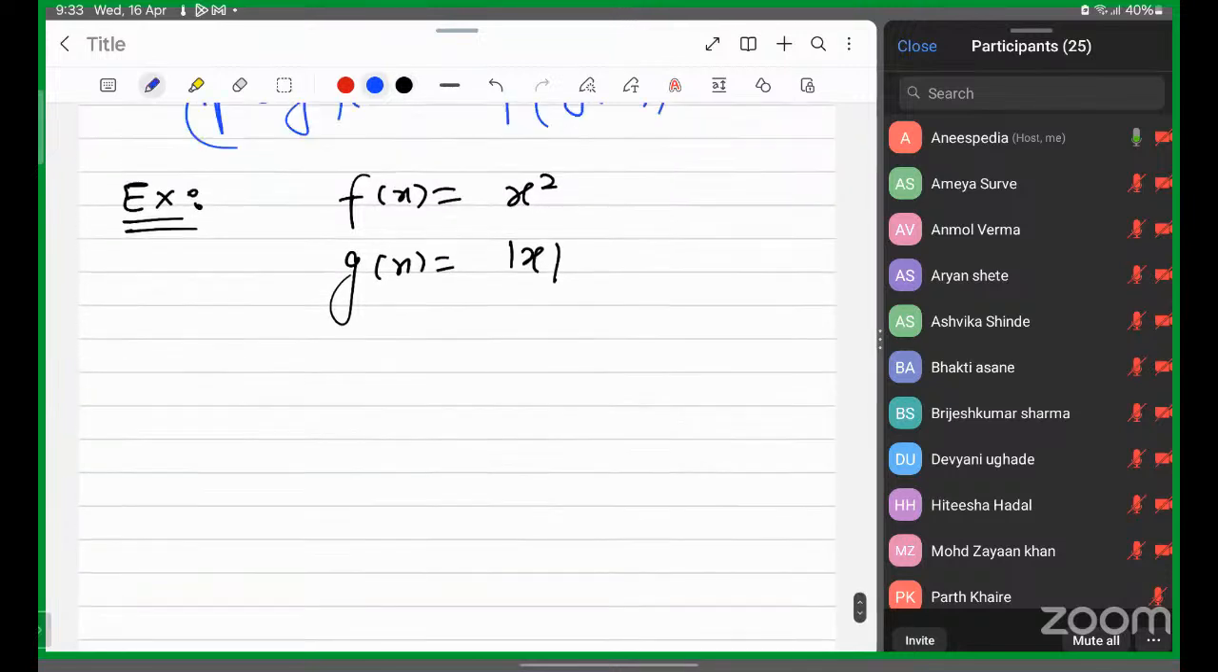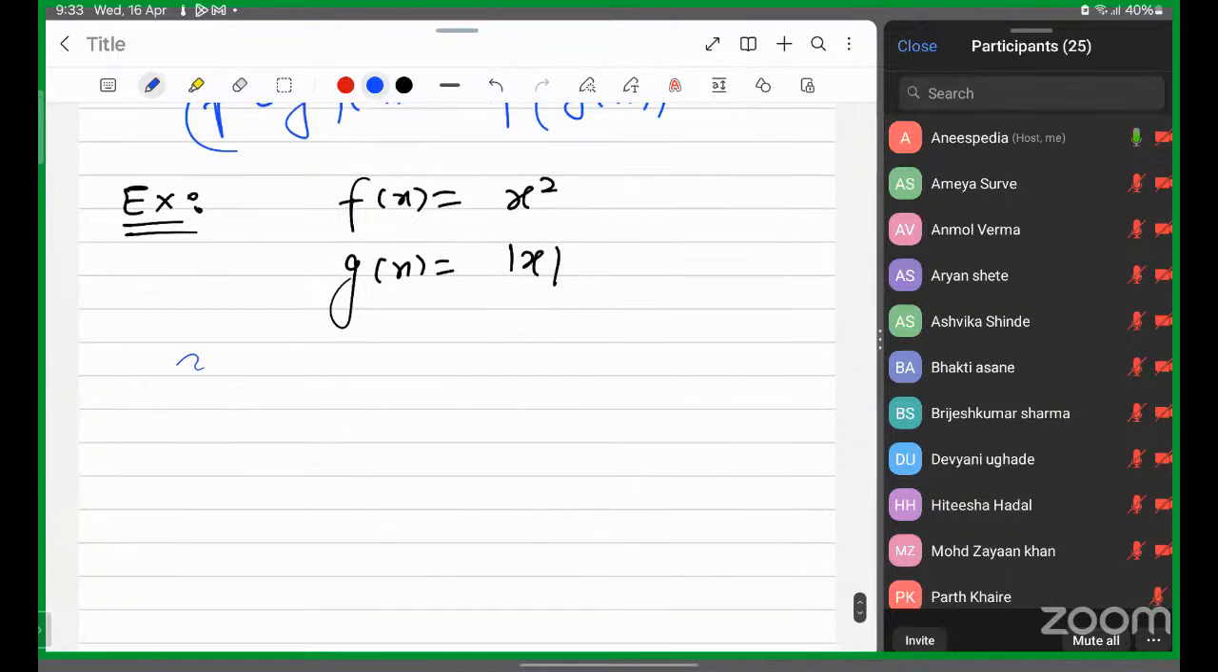So first of all, let's look at the domain and range of f. What will be the domain of f? Any real number. And what will be its range? Its range will be only positive real numbers, including 0. So I will write it as 0 to infinity.